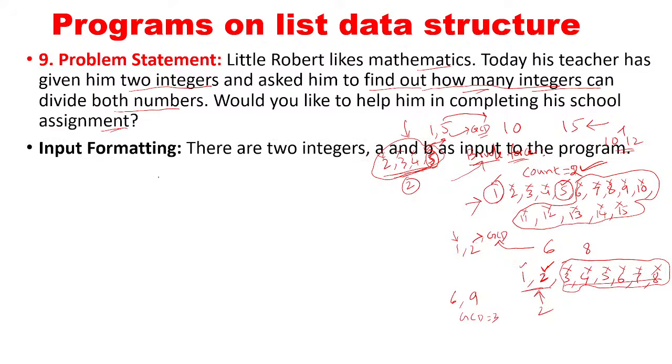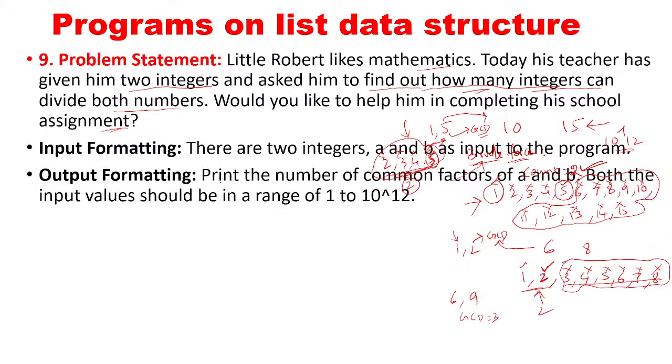So the input format is given. There are two integers a and b as input to the program, and the output is also given: print the number of common factors of a and b. Both input values should be in a range, see here, 1 to 10 to the power of 12. That much big a number you can pass to a and b.